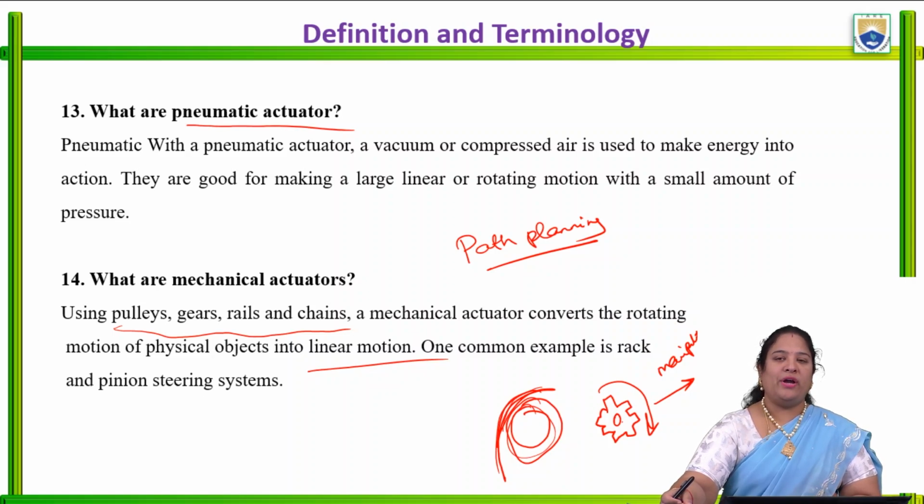Hope you have understood the definitions and terminologies of Module 4, that is, trajectory planning. In the next class, we will discuss the definition and terminology of Module 5, that is, various applications of robots.